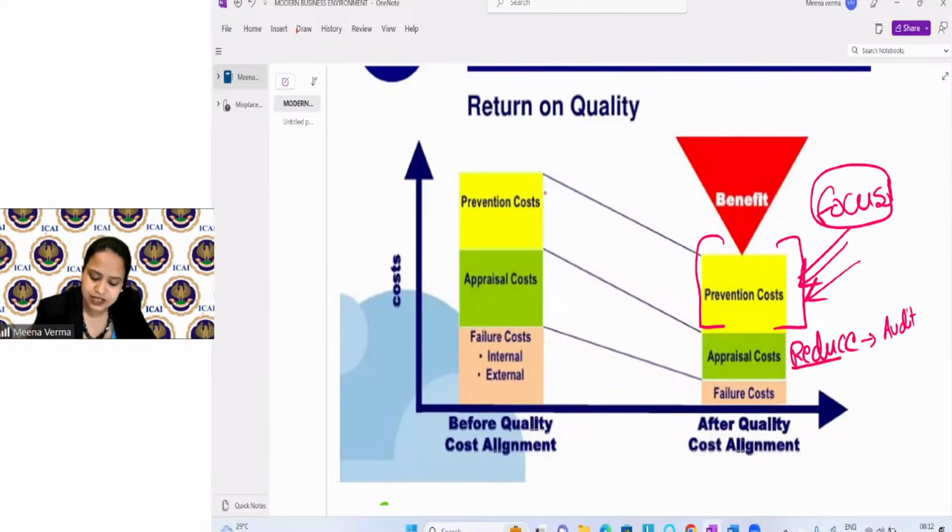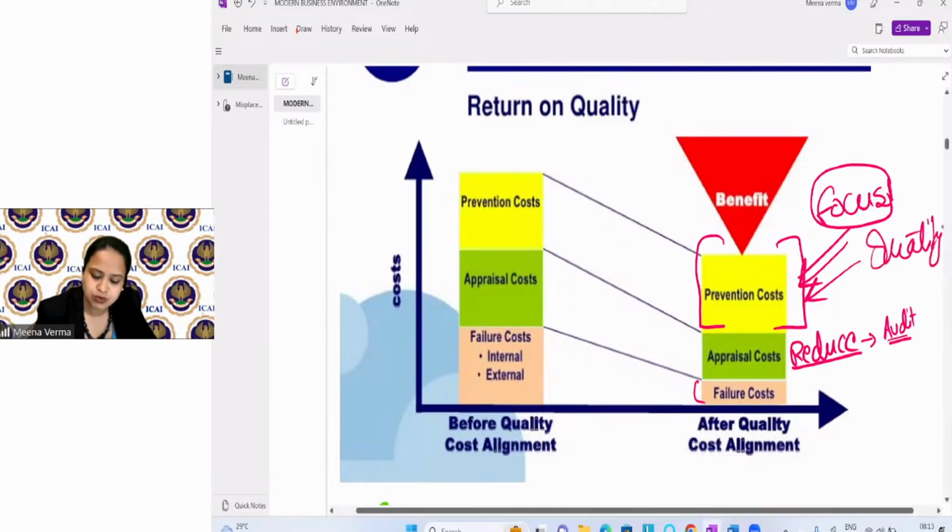So for that reason, it will reduce the audit cost or checking cost or inspection cost. Since there is no audit, no checking, no inspection, it will actually reduce the defect. When you are producing the quality product right the first time and you have focused on prevention cost, it will also reduce the defect. You are not producing defective units at all, so it doesn't require rework.